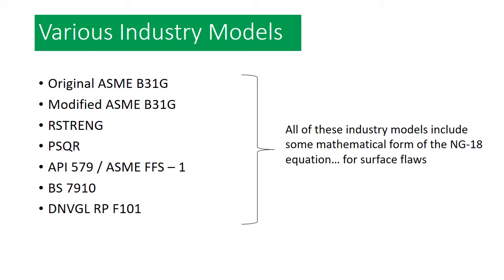Now, that recent PRCI report also came up with a refinement of R-string, which is called P-squared. P-squared has a reported conservatism of 13%. So that P-squared really is a step in the right direction, I think, but it's still based on that underlying NG18 equation. And so it still captures some of the over-conservatism associated with the basic model.